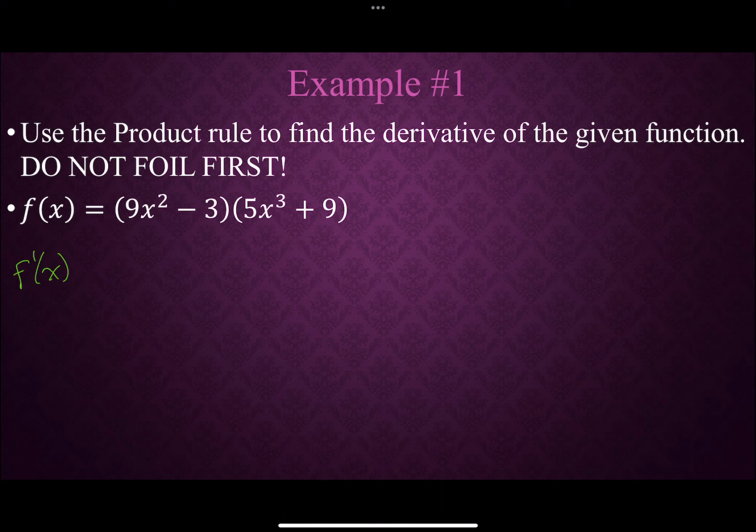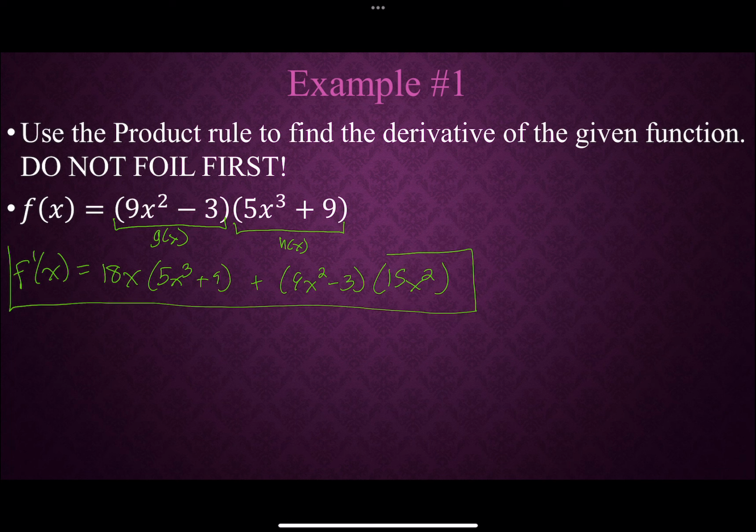So in fact, actually, after we do our derivative, where this is essentially our g of x function, and that's our h of x function, we'd get 18x and then times 5x cubed plus 9. And then we leave the 9x squared minus 3 alone. Derivative h of x is 15x squared. We're going to leave it alone like that. We're not going to do anything else with that. You are certainly welcome afterwards to distribute and combine like terms, put it into what's called the simplified version of the answer. But just to practice the use of the product rule itself, we're not going to go further than this.